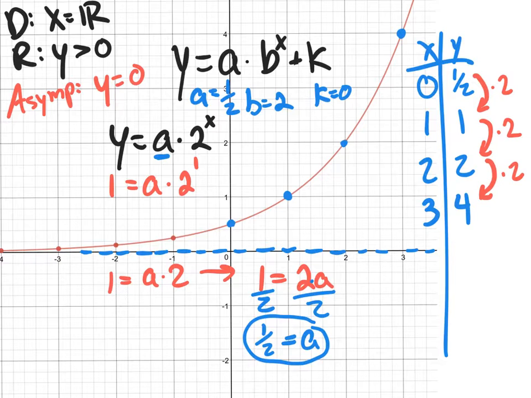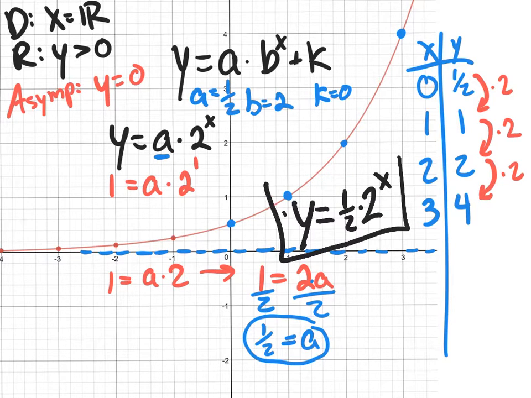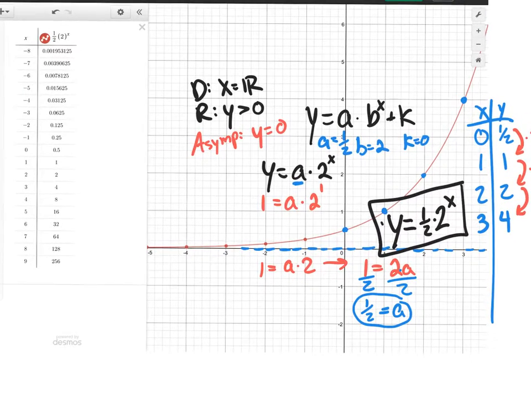So listen up, guys. We did a lot of work here. The a value is 1/2. The b value was the growth factor of 2. And the k value is 0. So we could actually write our final exponential growth function that represents this graph exactly. That would be y equals 1/2 for a times b. What's the b value? It's 2 to the x plus k. So you don't even need to put a plus 0. But there's your answer. y equals 1/2 times 2 to the x. That is the exact exponential growth function represented on that graph. Okay.